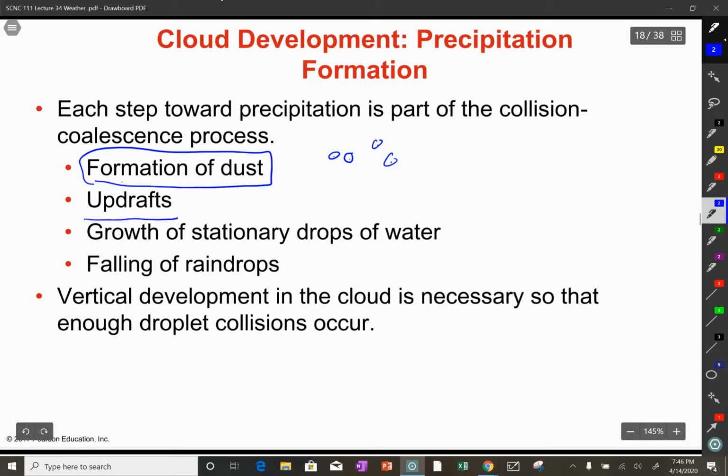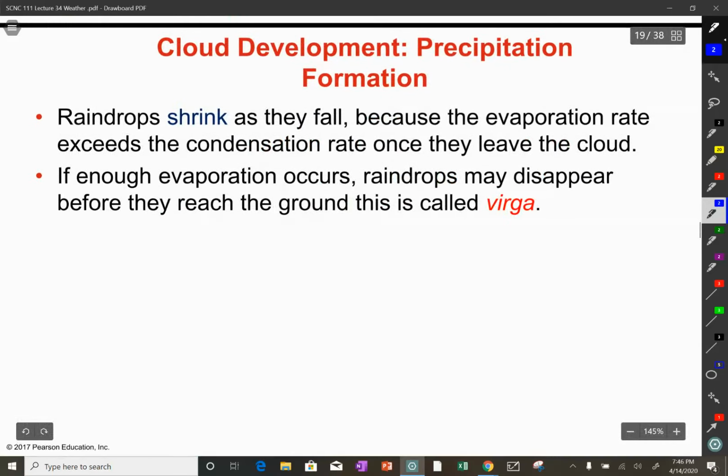Updrafts are important because updrafts are going to bring the air and the moisture up. They're going to result in a cooling of the cloud, and if you cool the cloud, you drop below the dew point, and you form water. Growth of stationary drops of water, falling of raindrops. Okay, so these last two are a little more obvious. The vertical development of the cloud is talking about how it rises up and how that is going to affect everything thereafter.